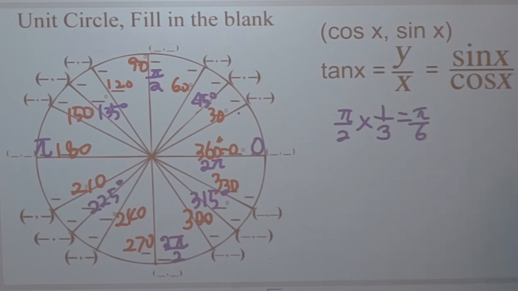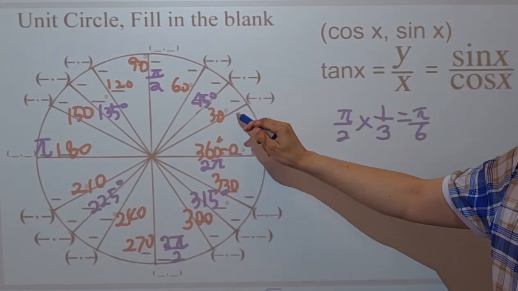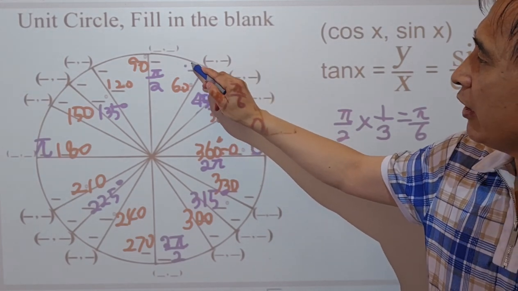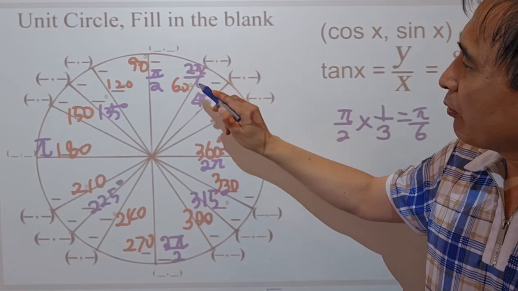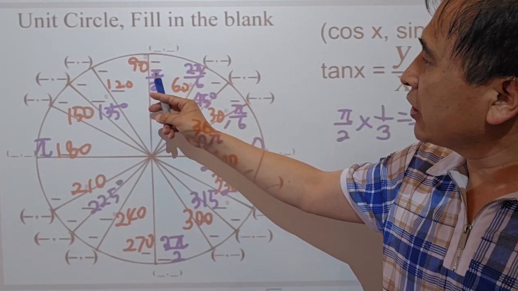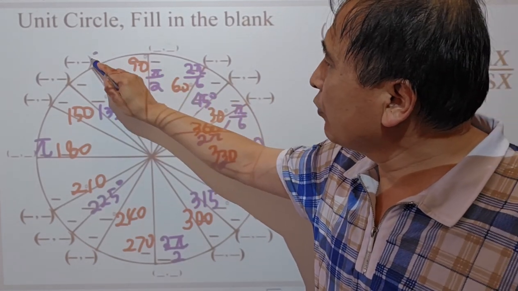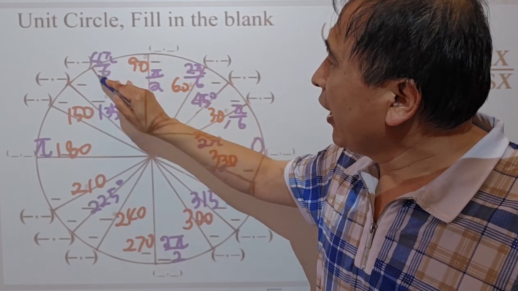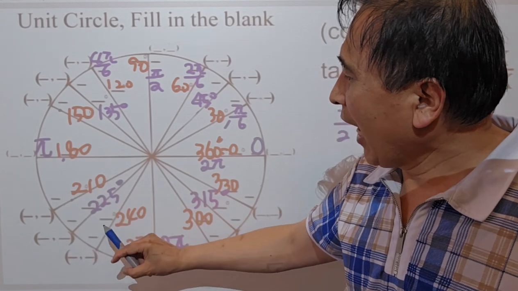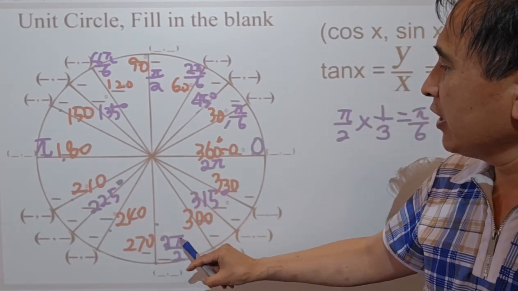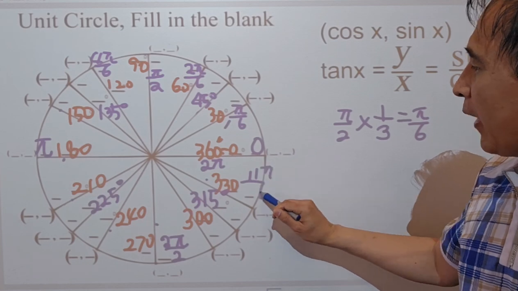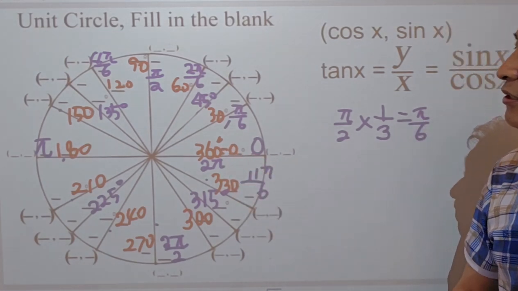Okay, multiples of 30 will be pi over 6 multiplying, and then this is 2 pi over 6, right? You need to simplify, but let's just keep it for now. And 3 pi over 6, and this is 4 pi over 6, and 5 pi over 6, 6 pi over 6, 7 pi over 6, 8 pi over 6, 9 pi over 6, 10 pi over 6, 11 pi over 6, and 12 pi over 6.